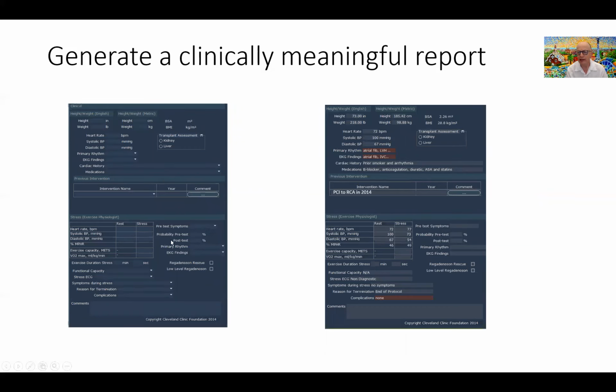Then we fill this clinical sheet here. This is a patient who has a history of coronary artery disease, prior PCI to the RCA in 2014, presenting right now with chest pain. This patient is in atrial fibrillation, as you can see here. This is the data on what happened during the stress test. Again, this patient started with a mean heart rate of 72, or 77 during stress, and you can see the blood pressure dropped during stress, indicating that the regadenoson we gave probably worked.